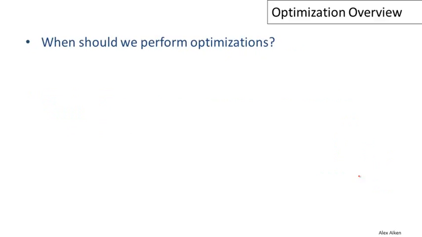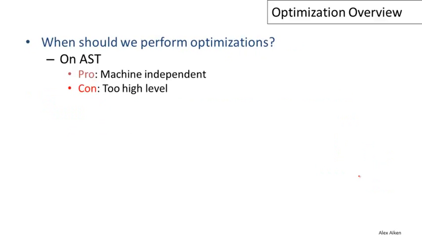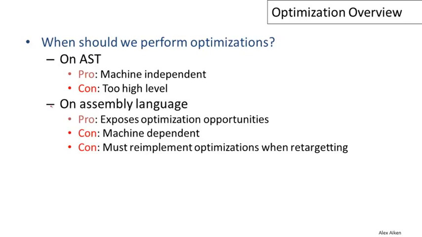Now, a very basic question is when we should perform optimizations, and we actually have some choices. We could perform them on the abstract syntax tree, and a big advantage of that is that it's machine independent. But for many optimizations we want to do, it turns out that the abstract syntax tree will be too high level, that we can't actually even express the optimizations we want to perform because those optimizations depend on lower level details of the machine, or of the kind of machine that we're generating code for, that aren't present in the abstract syntax tree.